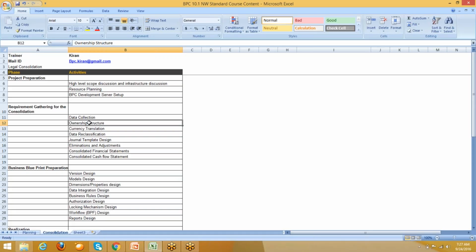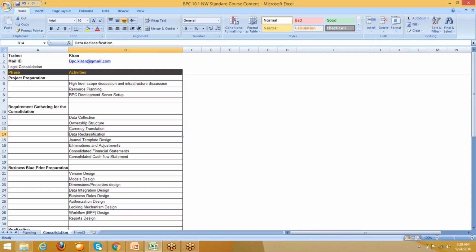We are going to gather the requirement for what type of consolidation they are going to use for their ownership structure, full consolidation or equity consolidation. Here we are going to gather how they are going to convert their balance sheet accounts, how they are going to convert their P&L accounts to group currency. That logic we are going to discuss.